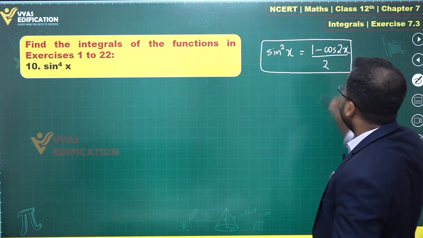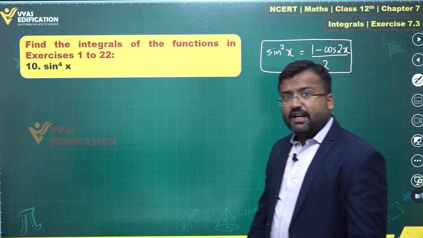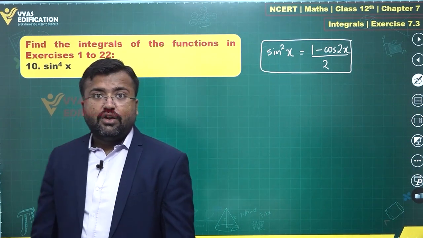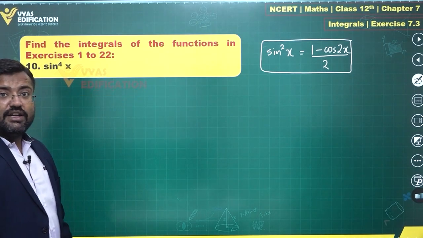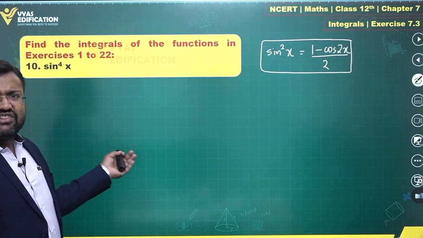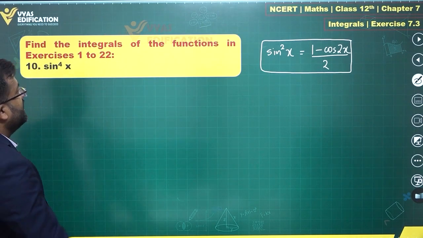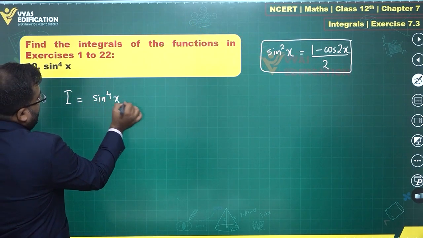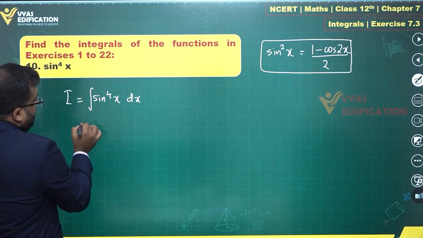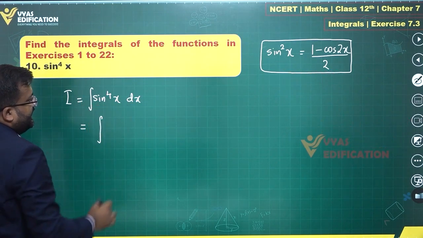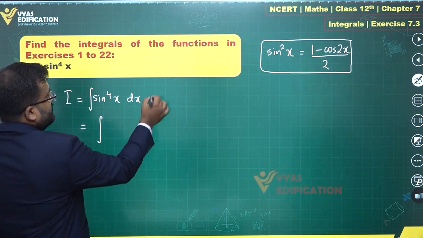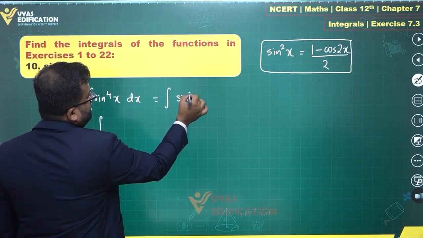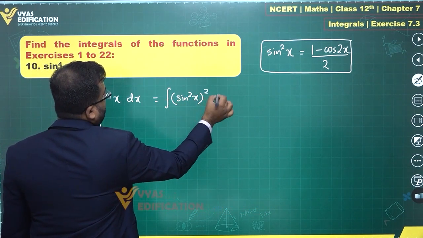And this is the result that we'll use for converting sine power 4x. But we have written the result only for sine square x. Yes, we'll apply this result twice. So I is equal to the integral of sine power 4x dx. This becomes the integral of sine square x, squared, dx.